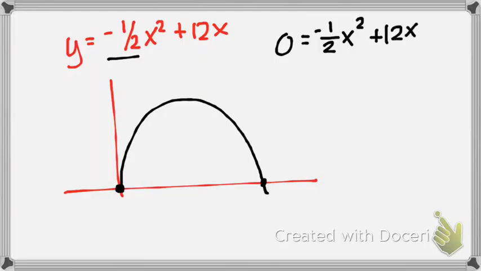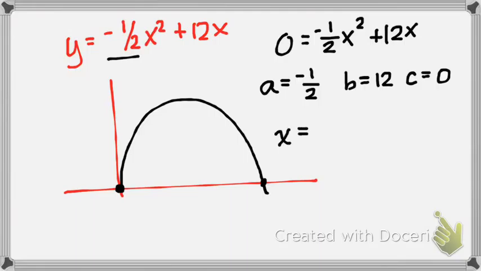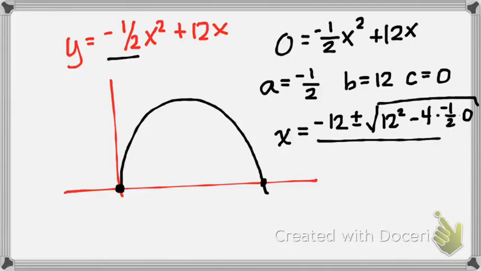The way that we can solve this, well, this is a quadratic function. So quadratic functions we can solve with the quadratic formula. To use the quadratic formula here, a is -1/2, b is 12, and c is 0. So let's use it. We get x equals -12 plus or minus the square root of 12 squared minus 4 times -1/2 times 0, all over 2 times -1/2.